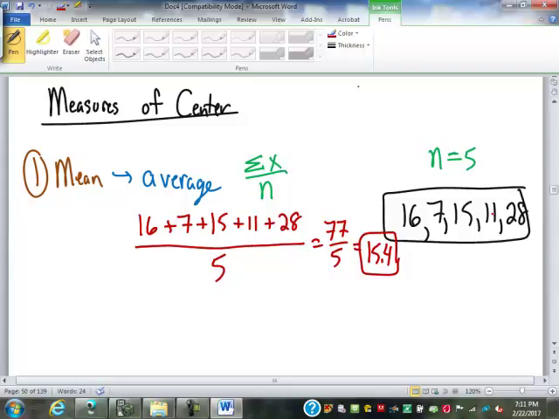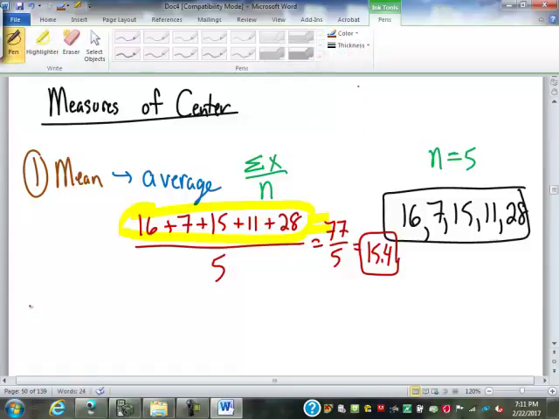If you're doing this on a calculator, a bit of advice. You're going to be punching these in to add them up: 16 plus 7 plus 15 plus 11 plus 28. Before you hit divided by 5, hit equals. Otherwise, remember our order of operations from the first unit, it's going to divide the 28 by 5 and then add that to the rest of them. So make sure you hit equals before you hit divide.